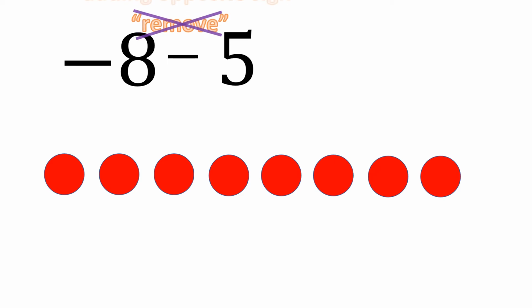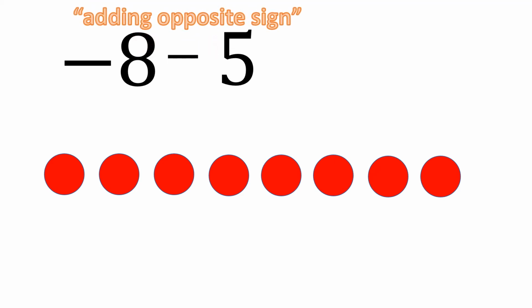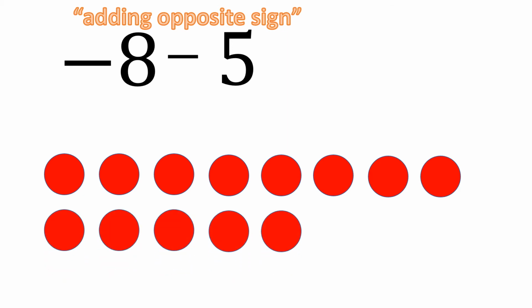So we will use the other meaning, which is that minus means adding the opposite sign. So that means minus positive 5 is the same meaning as adding a negative 5. So how many negatives do we have now? There are 13. So the difference of negative 8 and positive 5 is equal to negative 13.